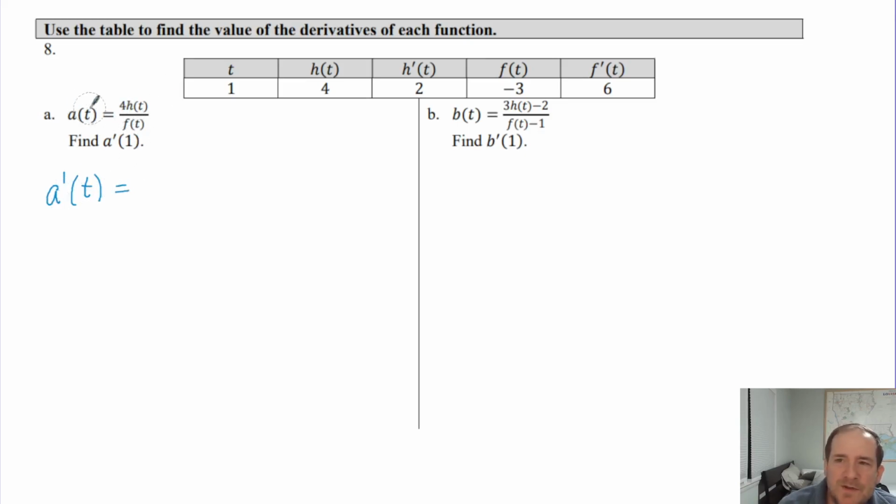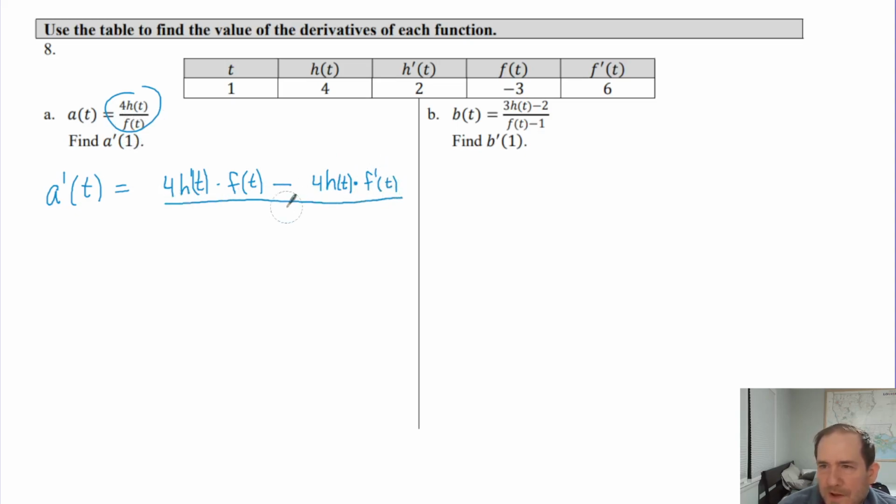How about this time we don't mess with the 4 at all, we just leave it in there, and imagine doing our derivative. So the derivative of 4h(t) would be 4h prime of t. And we'll multiply that by the denominator, which is f of t. Then we'll subtract the same 4, but h of t instead of h prime, and we're going to hit that with f prime of t. And then in the denominator, we'll get whatever f of t is, and we'll square it. Squaring the whole thing. Okay, so there's my derivative. You don't have to clean it up.